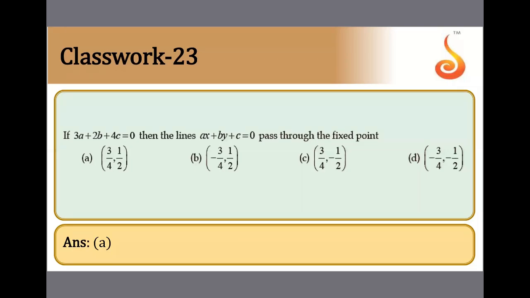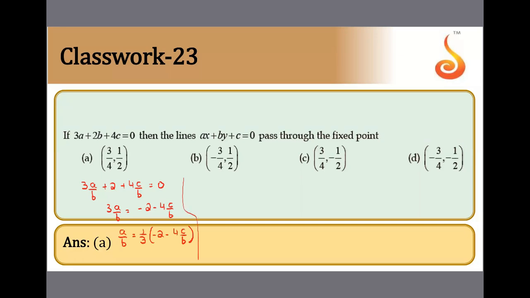So this problem, what you have to do is divide by b. Anything you can divide: 3a by b plus 2 plus 4c by b, equal to 0. Next step, 3a by b equal to minus 2 minus 4c by b. Next, a by b equal to 1 by 3 times minus 2 minus 4c by b. Correct? Keep it like this.